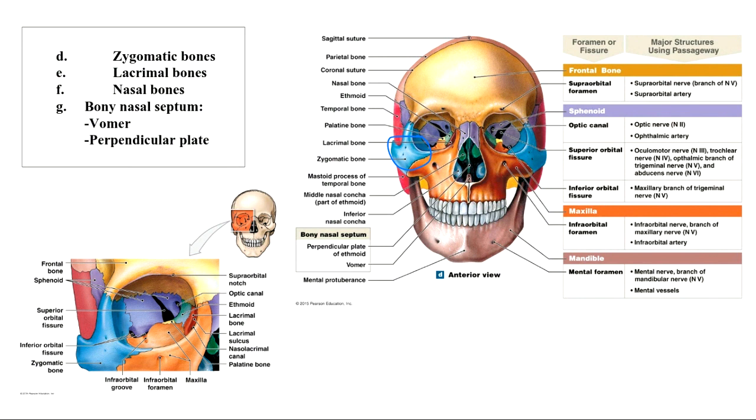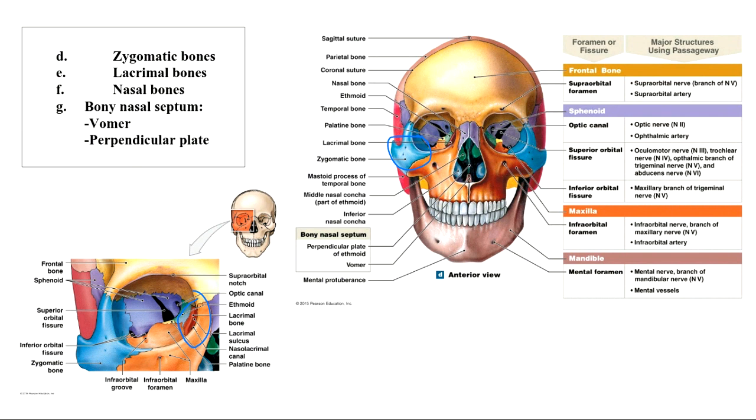Lacrimal bone, you can see it listed here as this red bone just inside your eye socket. It has a little hole in it to allow for drainage from the lacrimal gland, which you'll also learn a little bit more about later on when we do the eye.